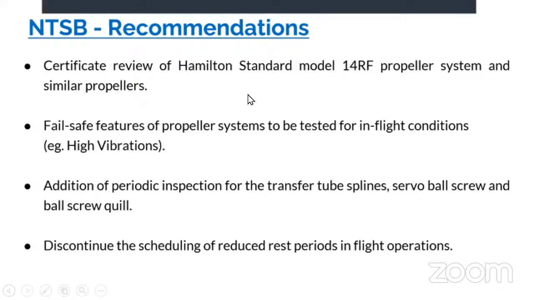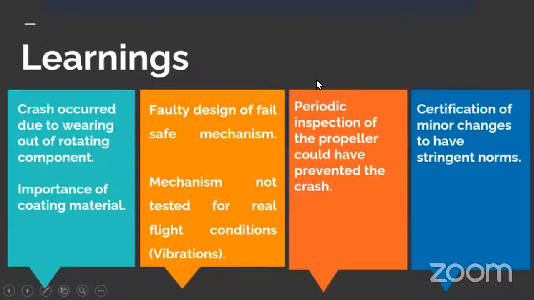Next slide. Learnings. The crash occurred due to wearing out of rotating components due to improper coating. This highlights the impact of trivial issues such as coating material on flight safety. Second, the fail-safe mechanism, though present, was not tested for actual conditions and proved to be of no use when it was supposed to perform. Third, maintenance philosophy and schedules are to be carefully designed to include periodic inspection of components that may have wear and tear.